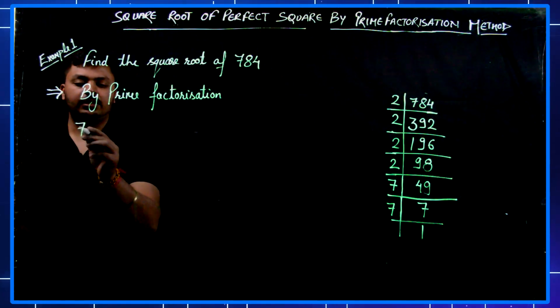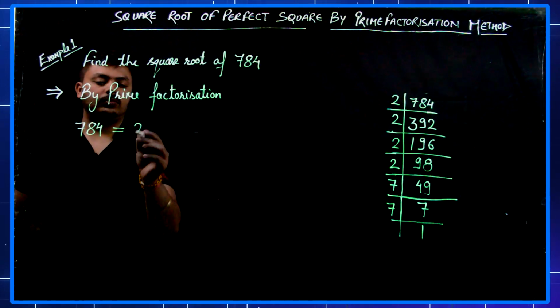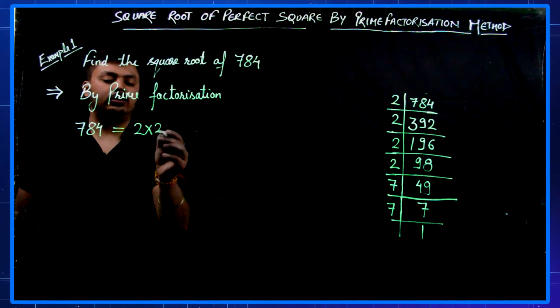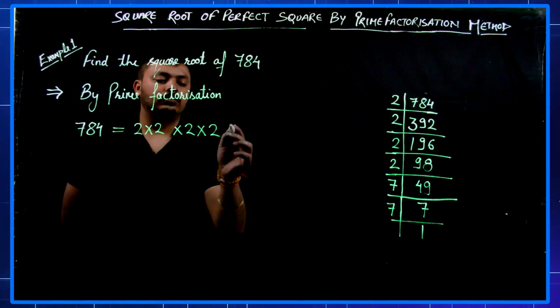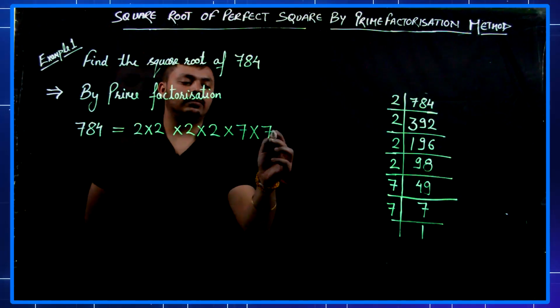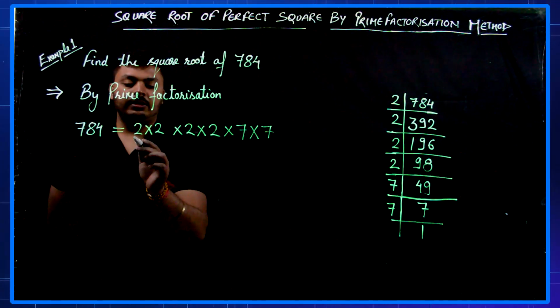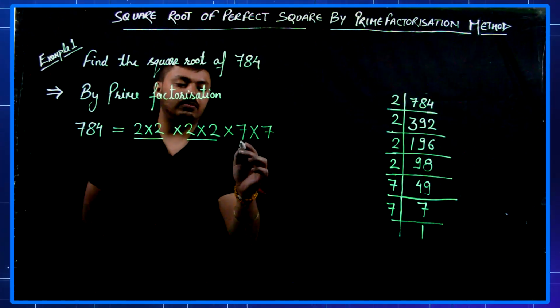So we can write 784 equals 2 multiplied by 2 multiplied by 2 multiplied by 2 multiplied by 7 multiplied by 7. We can express 784 as the product of pairs of equal numbers.